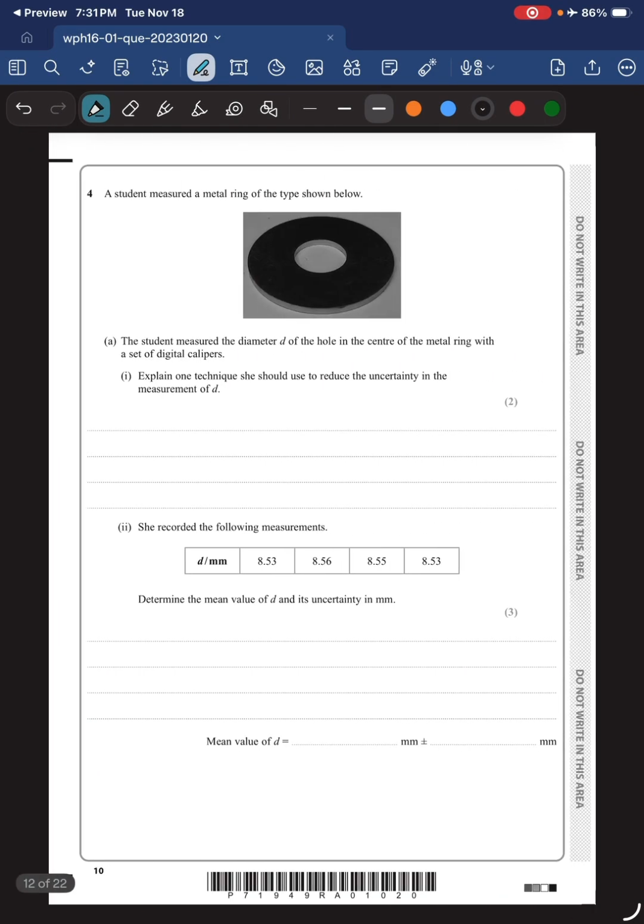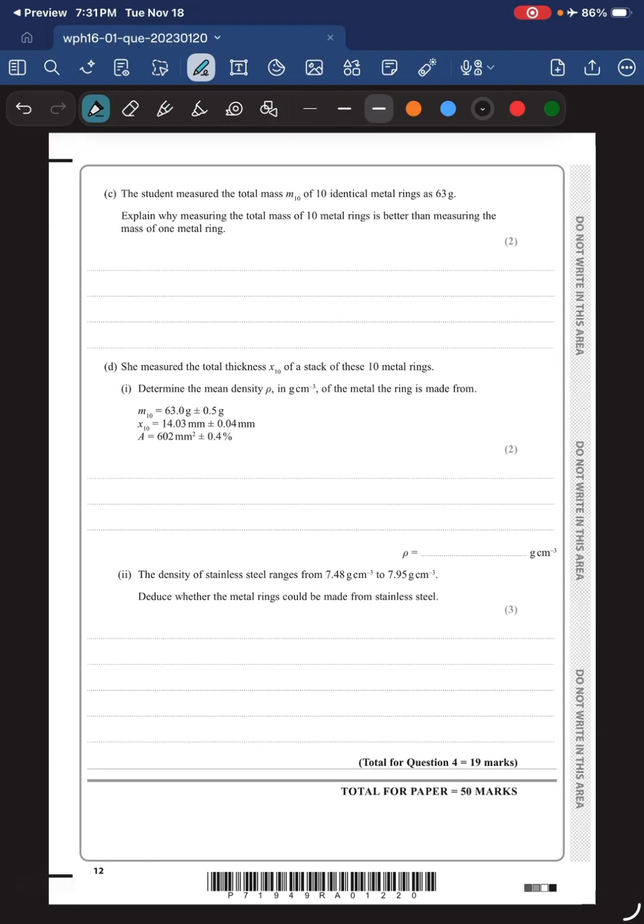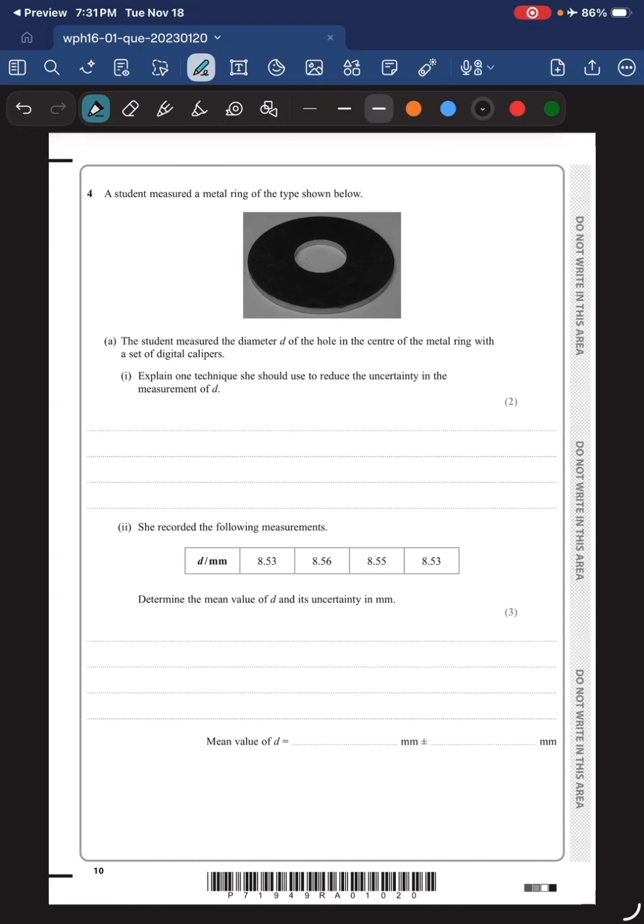Right, and I think this is the final question. A student measured a metal ring of the type shown below. The student measured the diameter d of the hole in the center of the metal ring with a set of digital calipers. Explain one technique one should use to deduce the uncertainty in the measurement of d.